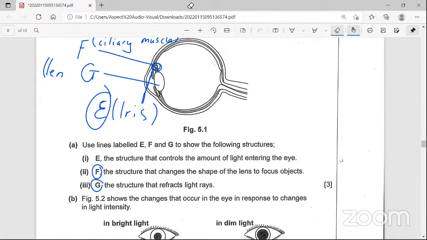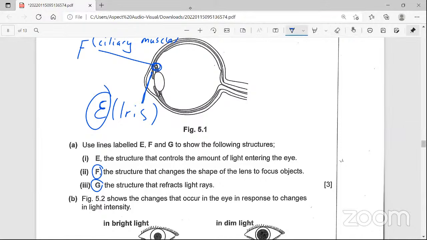Yeah. Really? I thought it was the lens that actually bends the light. So the lens helps the eye to focus on objects. And how is it doing that? It focuses light onto the retina. Okay, so where's the cornea?